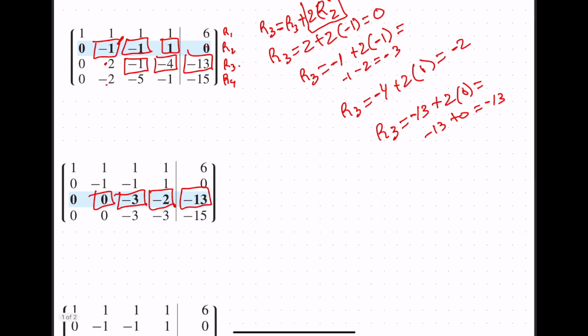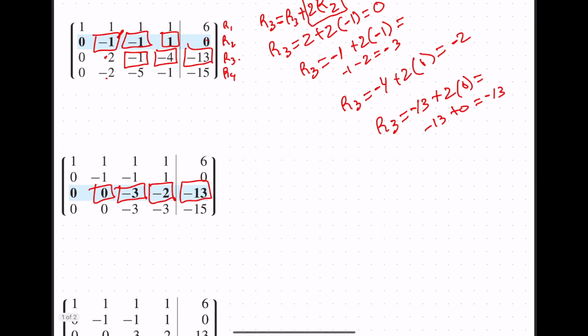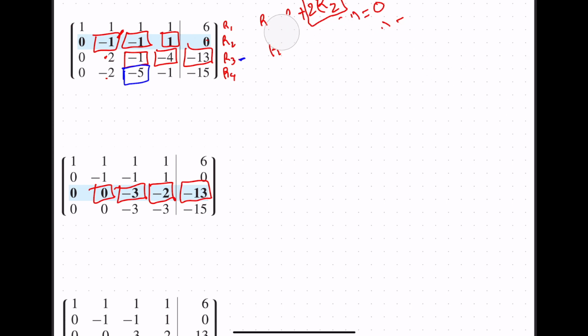Now that we're done with this, we need to eliminate our number 5. I'm going to illustrate with the blue color now. That 5 has to go away. So we took care of the third row, now we need to take care of the fourth row. I'm going to erase here a little bit.